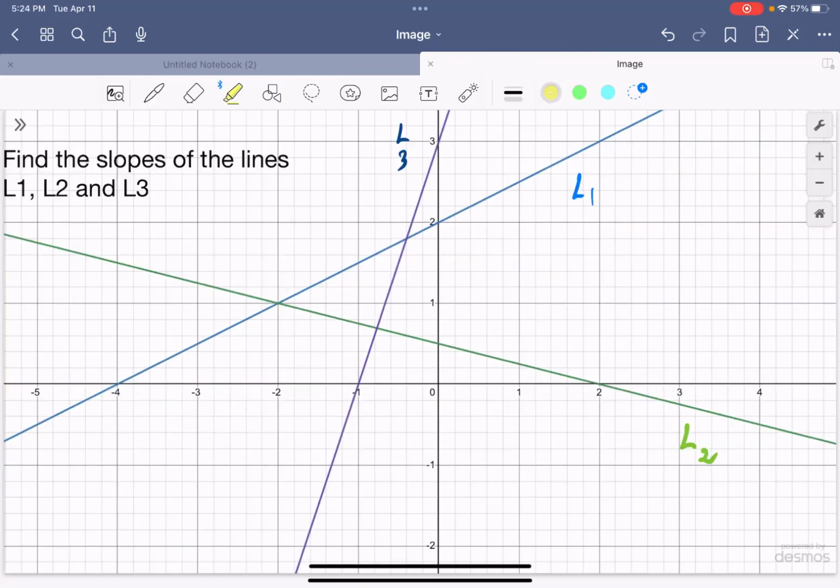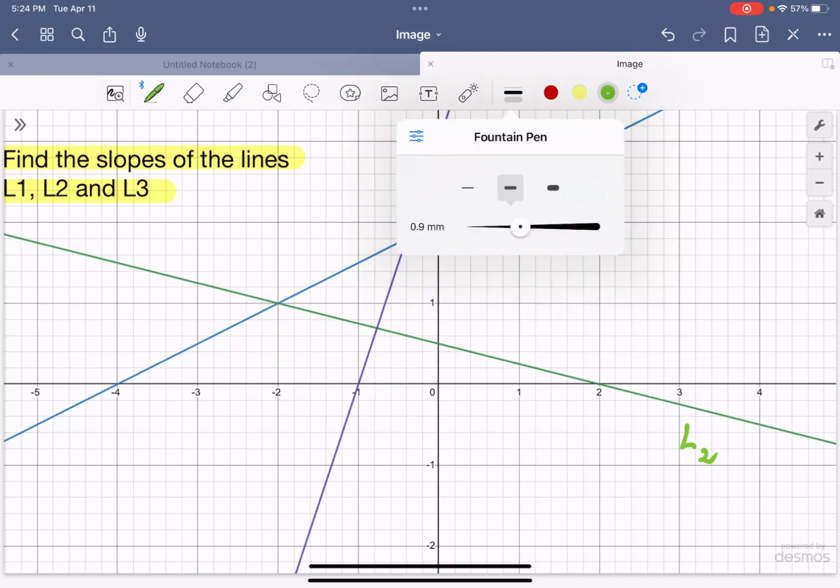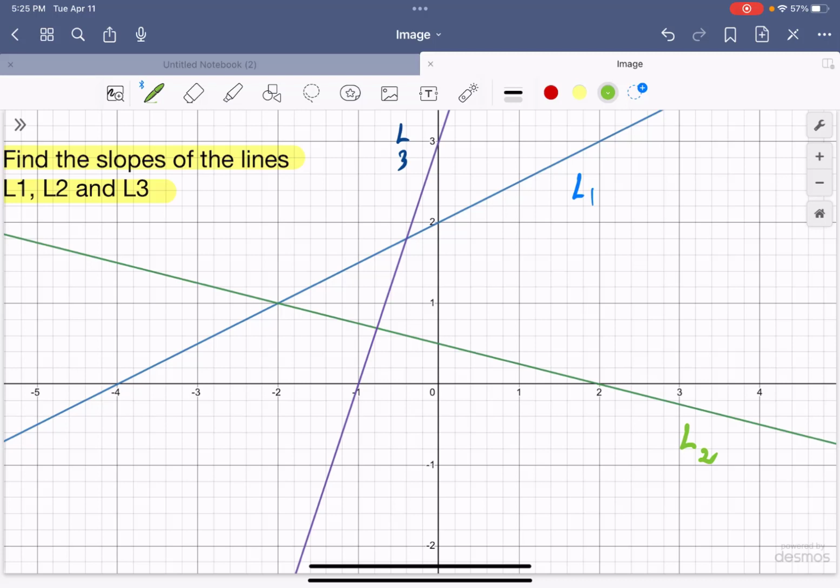So for this problem, we're gonna find the slopes of the lines L1, L2, L3, but this time it's gonna be graphically. So let me remind you about the definition of the slope. So we have slope is rise over run. Okay, so the slope is rise over run.